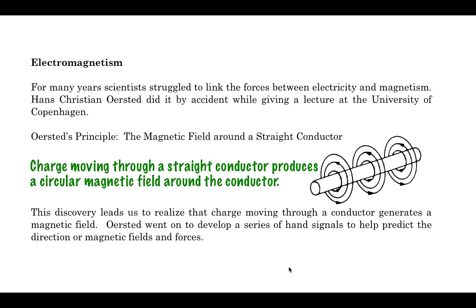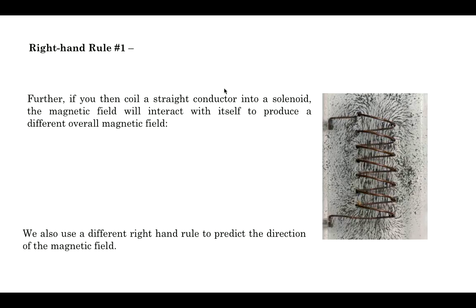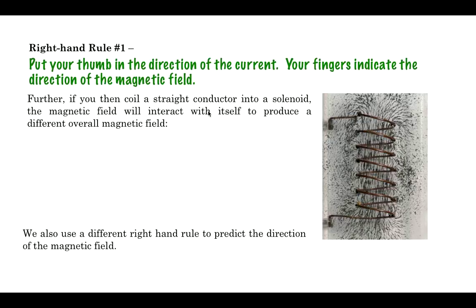Ørsted went on to develop a series of hand signals, and these are known as the right-hand rules. This helps you to understand which direction the magnetic field points, because we want to know which direction the magnetic field points. So, right-hand rule number 1 is for a straight conductor. Just like the diagram above, you put your thumb in the direction of conventional current. We should make sure that we say that this is conventional current flow, not electron current flow. Your fingers then indicate the direction of the magnetic field.